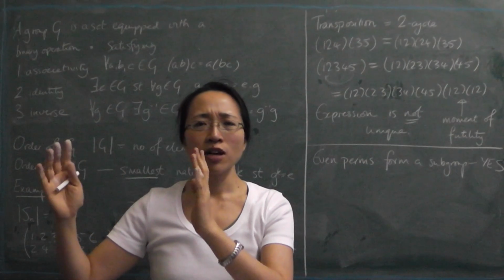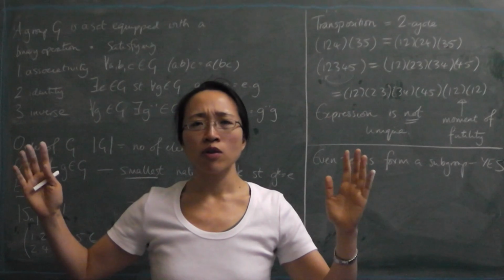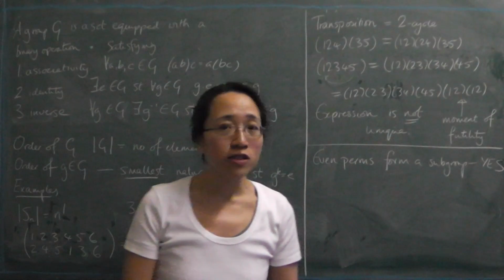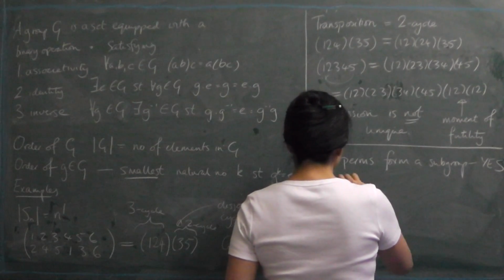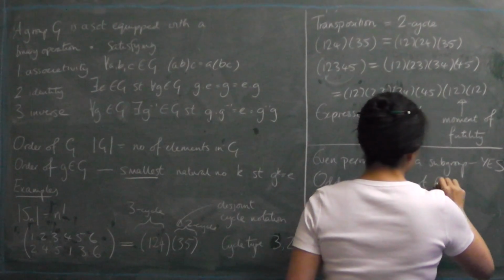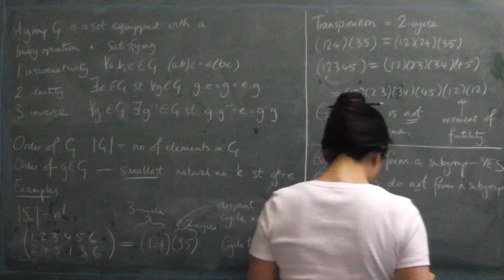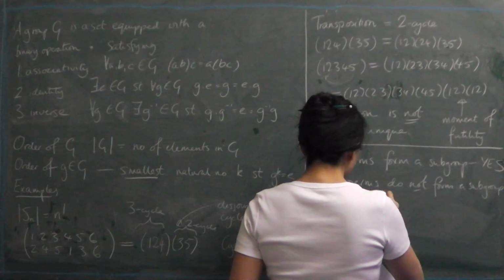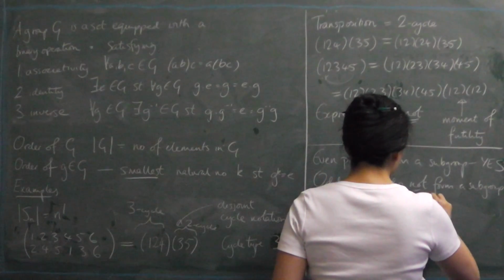If you stick together an odd number of transpositions and an odd number of transpositions, how many have you got altogether? Oh dear, now you've got an even number of transpositions. So that's not going to be a subgroup. The odd permutations do not form a subgroup because odd perm times odd perm equals even perm.